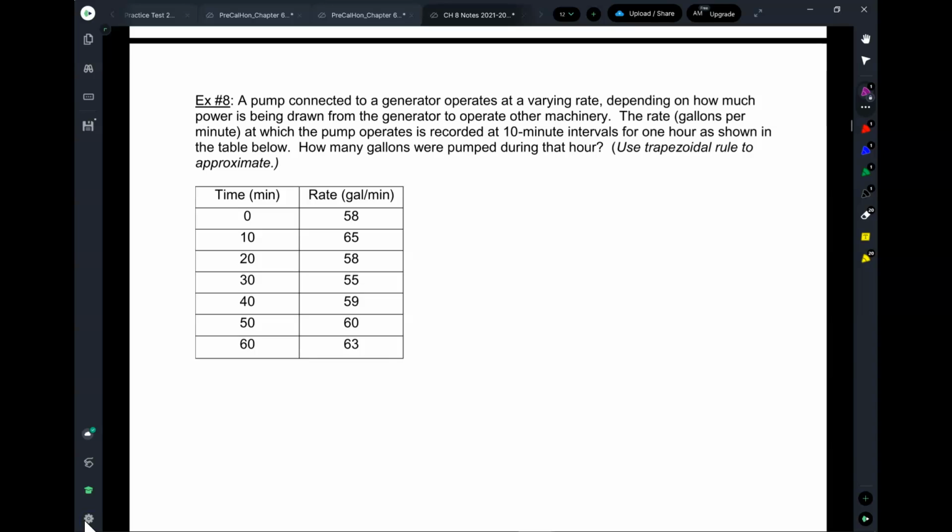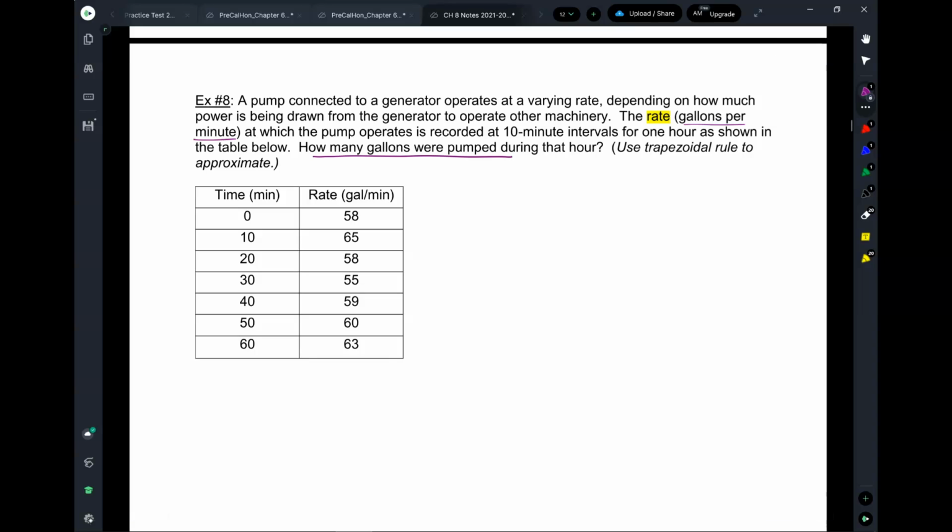A pump connected to a generator operates at a varying rate depending on how much power is being drawn from the generator to operate other machinery, right? So, the rate in gallons per minute at which the pump operates is recorded at 10-minute intervals. And you have the data for 1 hour as shown in the table below. How many gallons were pumped during that hour?